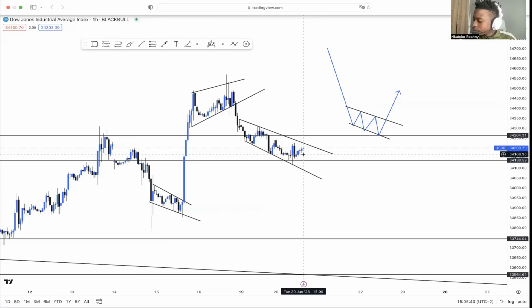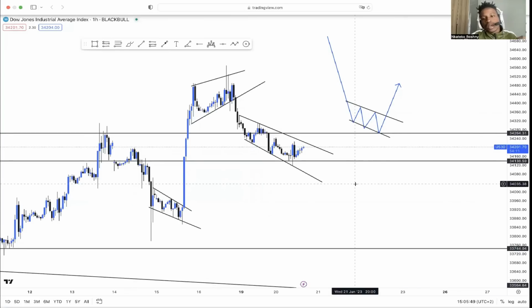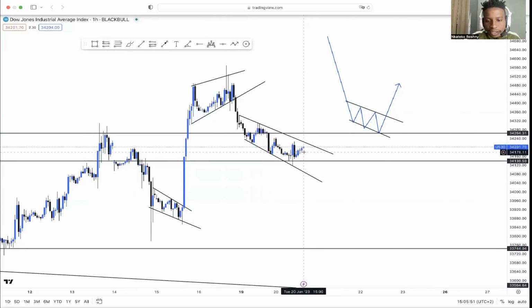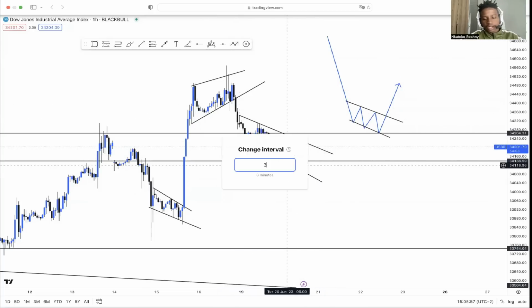Let's check something. Yeah, the market, I think it's still moving nicely. The market is still moving nicely as a buy. But at half past 3, once it arrives, we're going to take buys somewhere here. I'm going to show you guys. So here we have a falling wedge. You can see that's what I just said now.